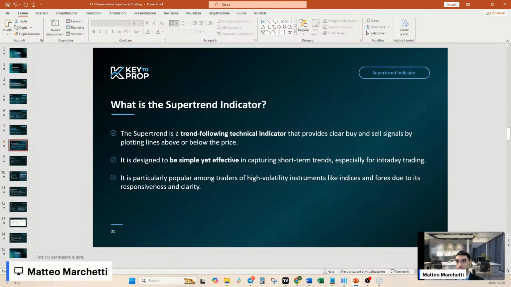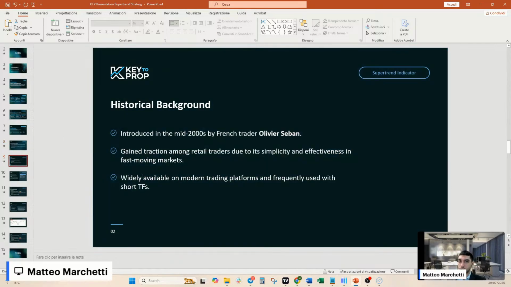So you have a trend following indicator, but it also adapts to the volatility. This is very important for risk management, and we will discuss this point in more detail later. So this is a brief overview to give you some historical background. It was introduced almost 25 years ago by a French trader, Olivier Seban. It gained traction among retail traders due to its simplicity and effectiveness.